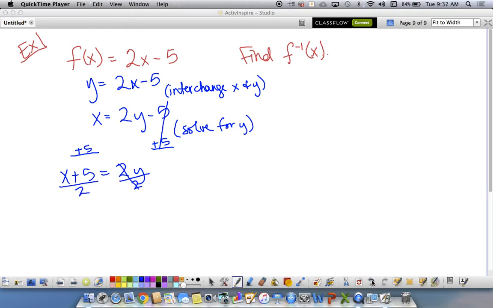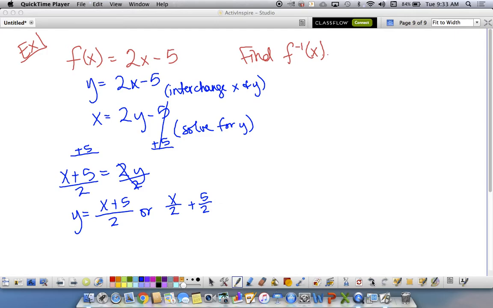Okay? Now, I personally like the y on the left side. It doesn't really matter, but I'm going to switch. I'm going to say y equals. Now, you can leave it as x plus 5 over 2. Or, it can be written as x over 2 plus 5 over 2. Now, that would have been nicer if the 5 were divisible by 2, because that would have just been a number. It's okay, it doesn't matter. Okay?